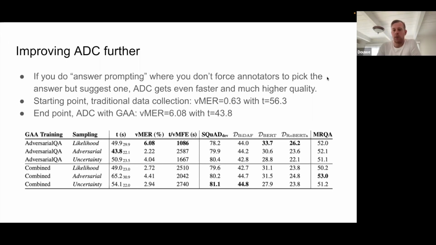So just to summarize all of the numbers in all of the tables that I just showed you, the starting point for traditional data collection is about 50 seconds per example with a validated model error rate of 0.6. And in the end, when you do this adversarial data collection with a generative adversarial assistant and answer prompting, you get a validated model error rate of 6.08, and it actually is faster than traditional data collection. So you can improve on both fronts, right? The quality and the time it takes, which I think is very exciting.